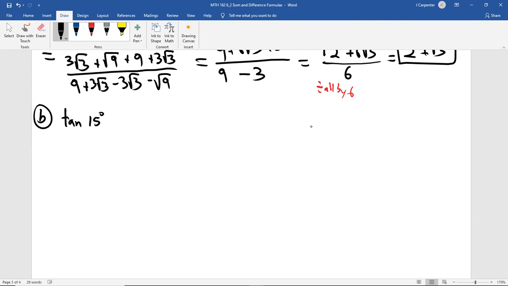So this one I did not give you separated. You have to go, all right, well, I don't know a triangle with 15 degrees. What are these sides? I have no idea. So you can't take that approach. You go, all right, the basic approach doesn't work.